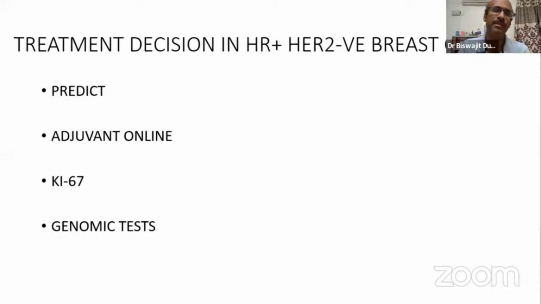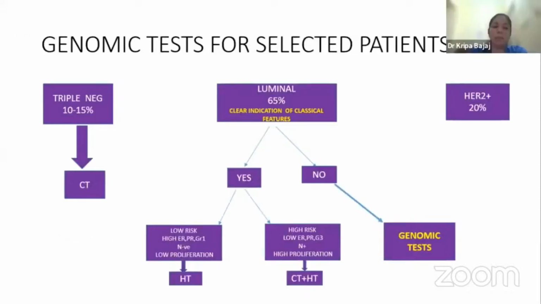Otherwise, for all patients, based on just clinical factors, it's very difficult to decide which patients to avoid chemo and which patients to avoid hormone therapy. Of course, this population is very small. It may be around 15% of our patient population who would require this decision making. Next slide. Most of our patients are luminal, 65%, but you can go by classical features as well and use genomic tests in only certain patients.